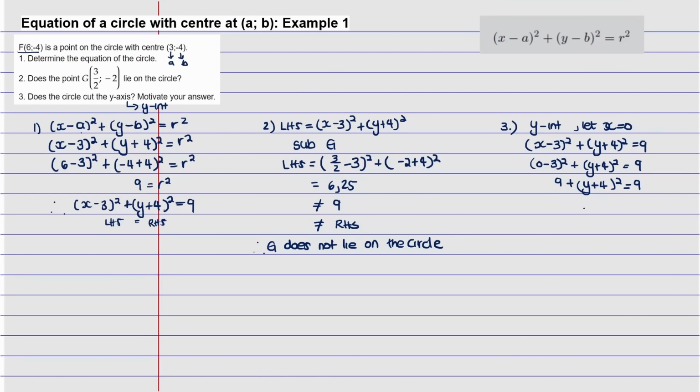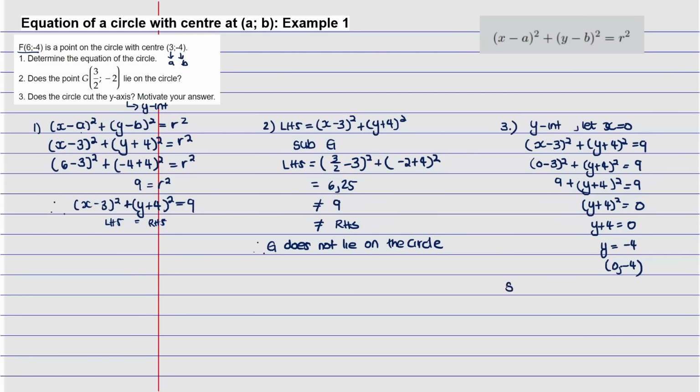Take the 9 to the other side. You're going to have (y plus 4) all squared is equal to 9 minus 9, which is 0. Square root both sides. So y plus 4 is equal to the square root of 0, which is 0. Take the 4 to the other side. It's going to be y is equal to negative 4. So your point here is going to be (0, negative 4).